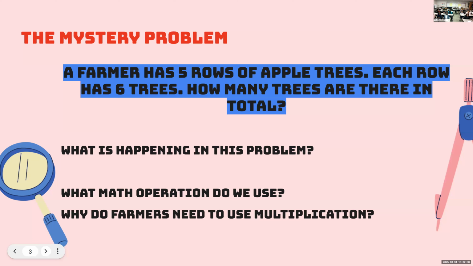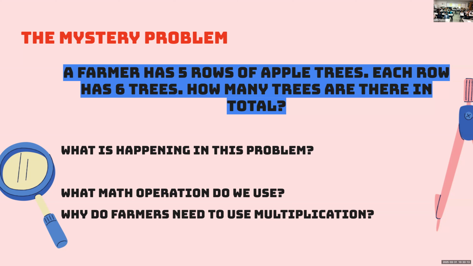All right, so we're gonna have a mystery problem. We're gonna talk about this problem right here, kind of like a 3 reads. Somebody read our first read for us. Go ahead, Alicia. A farmer has 5 rows of apple trees. Each row has 6 trees. How many trees are there in total? So what's happening in our problem? Or what is our problem about?